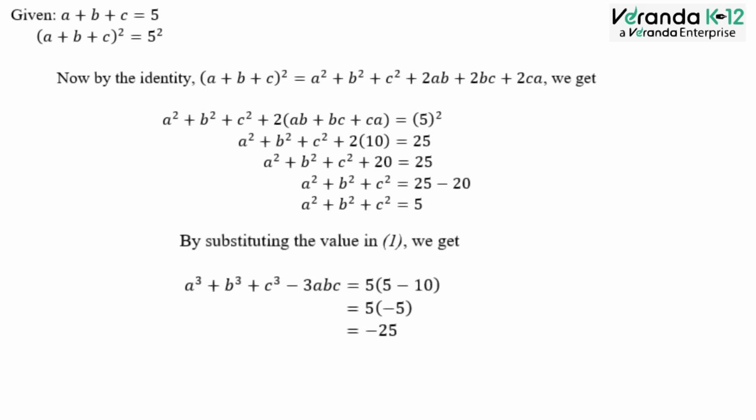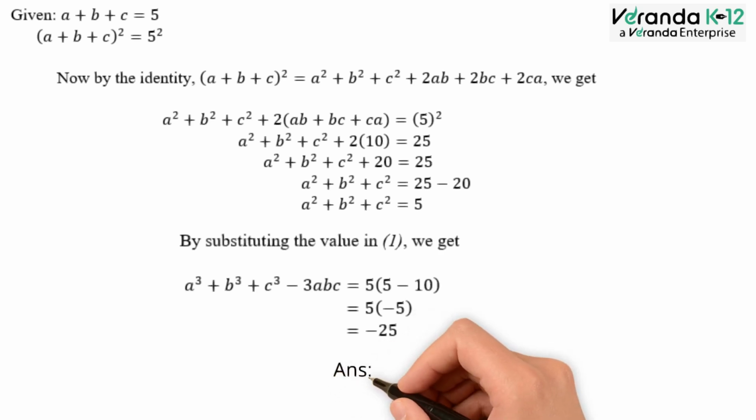Substitute these values in equation 1. Thus, we get a cube plus b cube plus c cube minus 3abc is equal to minus 25. So our answer is minus 25. Let's move on to the next 2 mark from Euclid geometry.